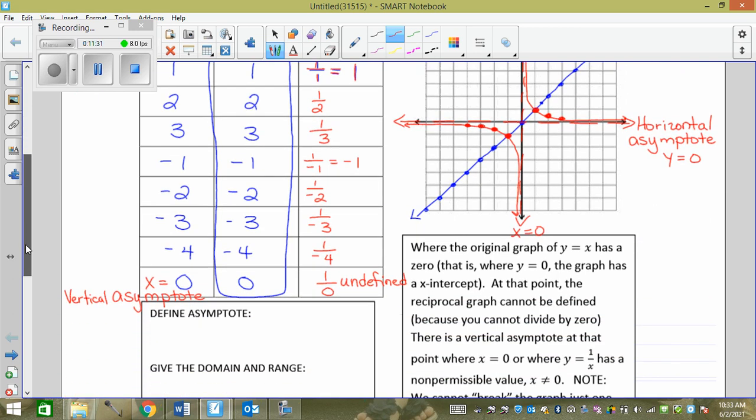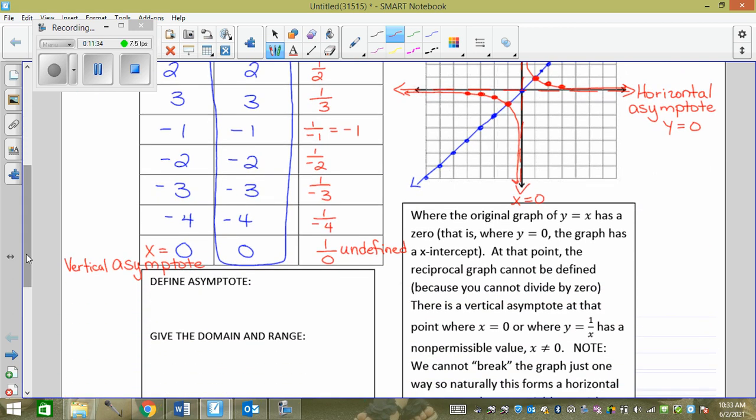Okay. Good. Now, where the original graph of y equals x has a 0, that's where y equals 0. So where it has an x-intercept, that's where y equals 0. The graph has an x-intercept. At that point, the reciprocal graph cannot be defined. So basically, whenever you have an x equals 0, when it's 1 over x, you're going to end up getting a 0 in your denominator, right? Which is a problem. So that's where your asymptote is going to be. Whatever creates your denominator, whatever gets you an NPV, basically, that's why we did rationals before this as well. Wherever your NPVs are is where you're going to have vertical asymptotes.